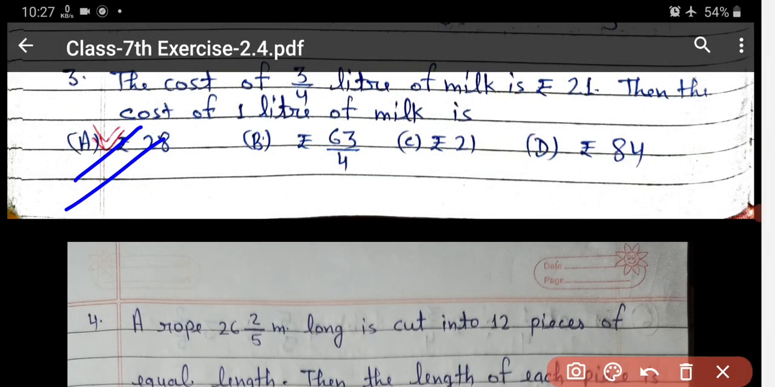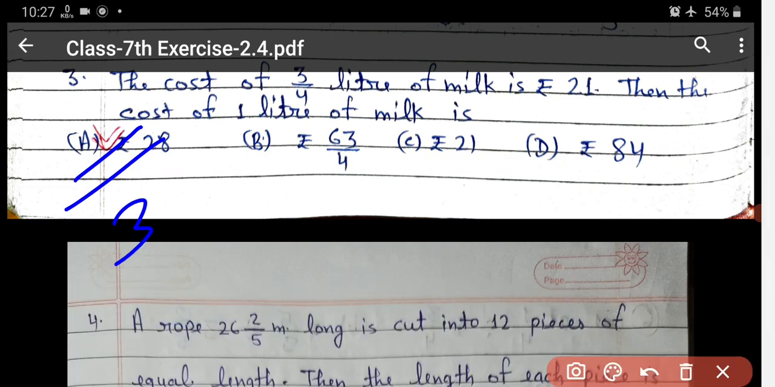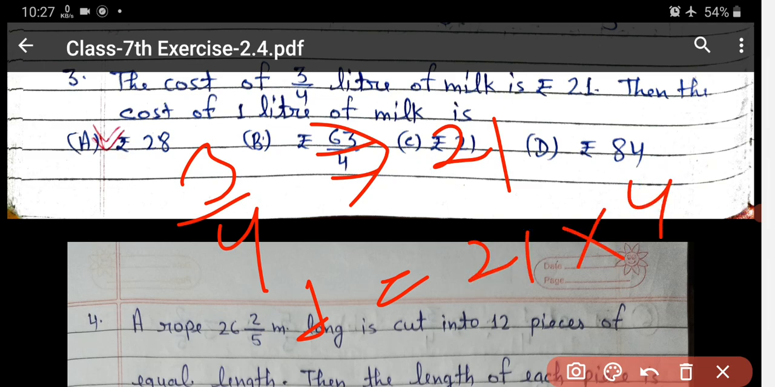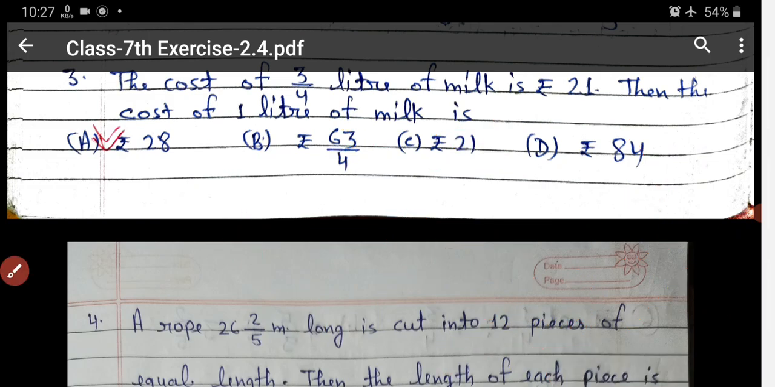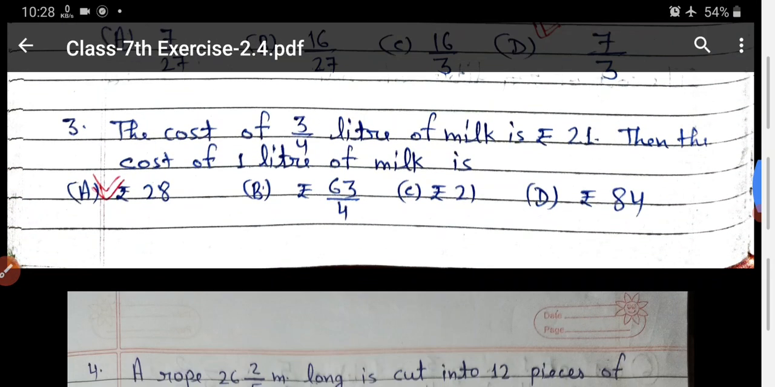Just look here. Cost of 3 by 4 liter, you have 21. Okay, now 1 liter, then this number comes this side and becomes reverse. 3 1s are 3, 3 7s are 21, and 7 4s are 28. So 28 is the correct answer. Okay, so you have to tick on 28. That is the correct answer. Now come on the next question.